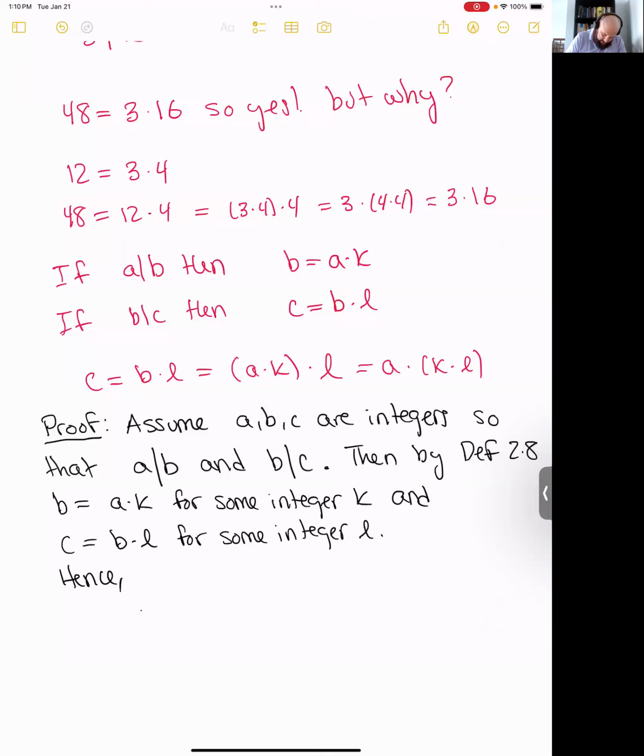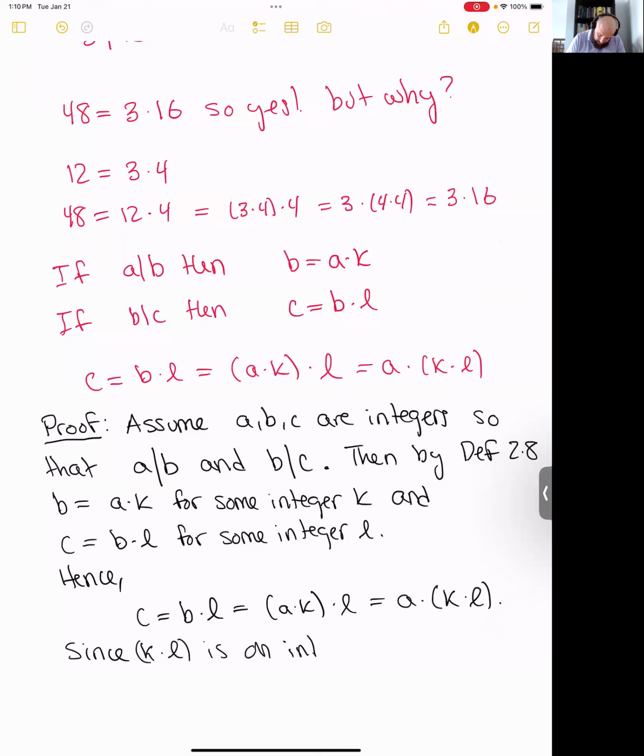And then hence, now we're going to do the main calculation, which proves the proof. B times L is equal to, well, it's equal to A times K times L. And let's just isolate the A. And then just to bring it home, since K times L is itself an integer, we know that A divides C by definition 2.8 as desired.